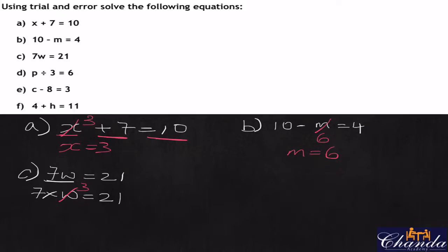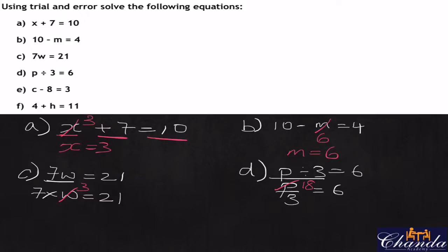Moving to part D, we have p divided by 3. Now, as you can probably tell, I've made a grave mistake here, but I wanted to call it out, is that it should not be in a division form. It should be in a fraction form. So p over 3 is equal to 6. Now, think about it. What do I need to divide by 3 in order for it to equal 6? That's the 18. That's all it is.